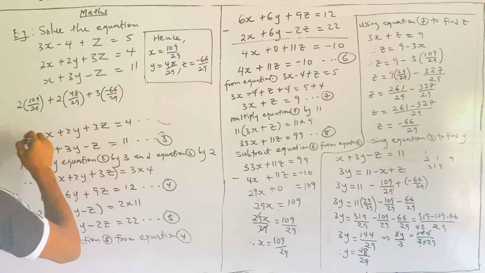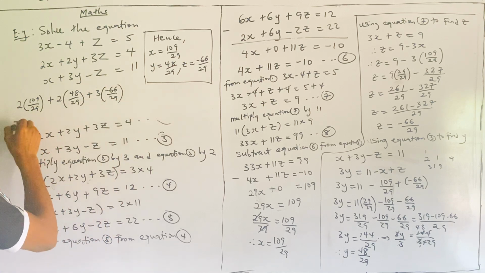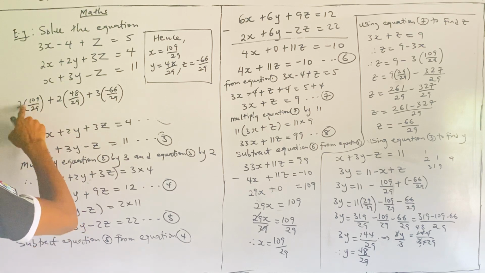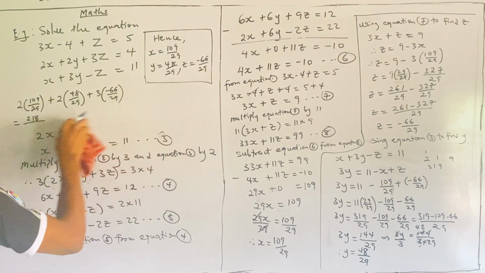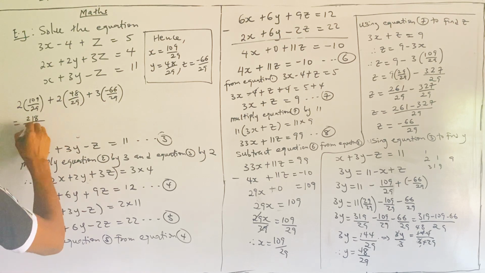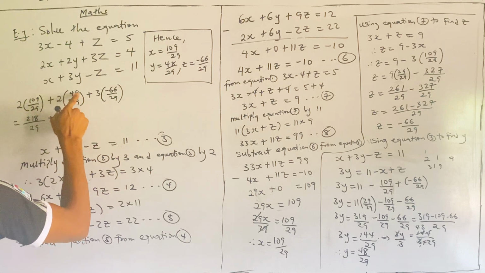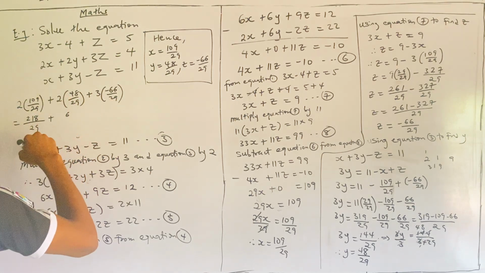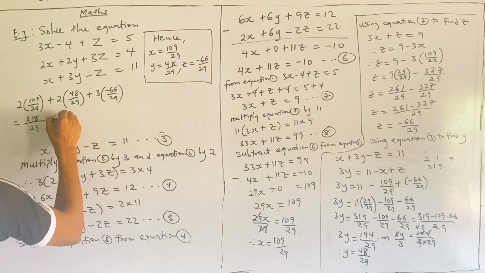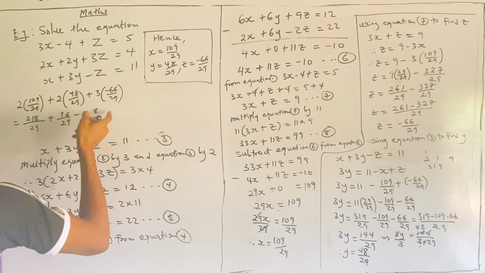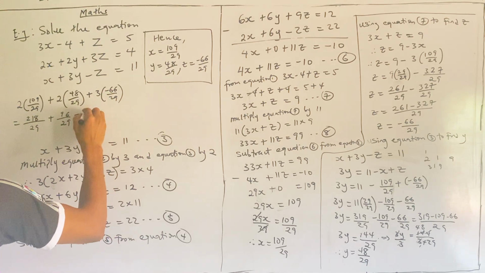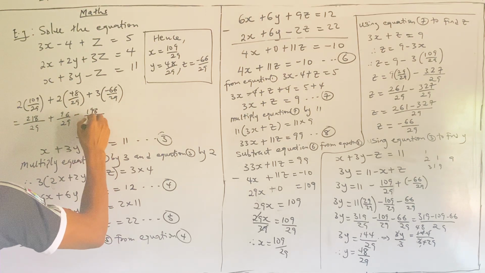So if we do that, this will be equals to 2 times 109. 2 times 9 is 18, we carry 1, times 0, 0, we have 1, 2 times 1 is 2, so it will be 218 over 29, plus 2 times 48, 2 times 8 is 16, carry 1, 2 times 4 is 8, plus 1, 9, 96 over 29, plus times minus is minus, 3 times 6 is 18, we carry 1, 3 times 6 18 plus 1, we have 19. Okay, so 198 over 29.